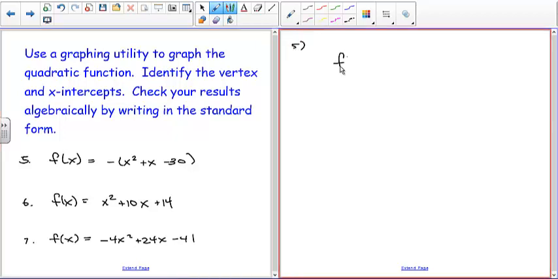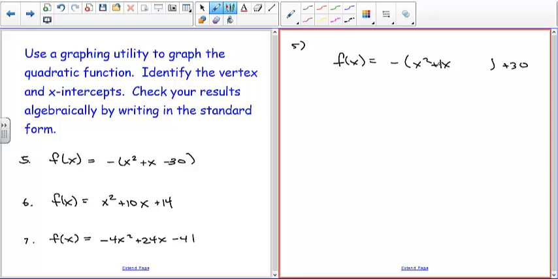Okay, so we've got f of x equals negative. What I'm going to do, I'm going to take this last term out and put it by itself. So you're going to have negative the quantity x squared plus x, and then this negative 30, I'm going to put it here as plus 30. And you see that's why the vertex is close to 30, almost 30. It's not exactly 30 in the y direction.